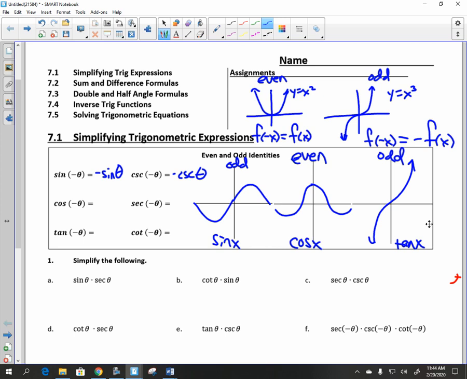Cosine's even. What happens for the even function? What happens to the negative? Just goes away. So cosine of negative theta is cosine of theta. And secant of negative theta is secant of theta.